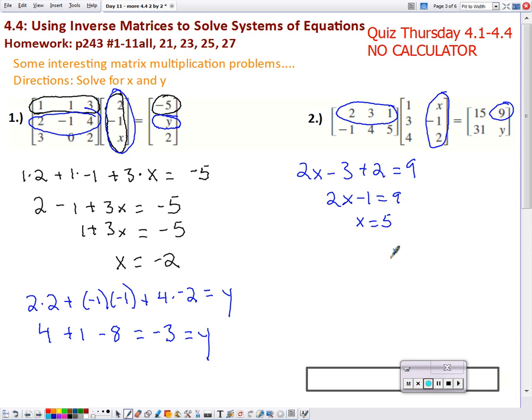To find y, it is in the second row, second column of our answer. So I'm going to use the second row, oops, that's 5 is circled, and the second column. So negative 1 times x, where x is 5, is going to be negative 5. 4 times negative 1 is negative 4. 5 times 2 is 10. And that equals y, and negative 9 plus 10 is 1.